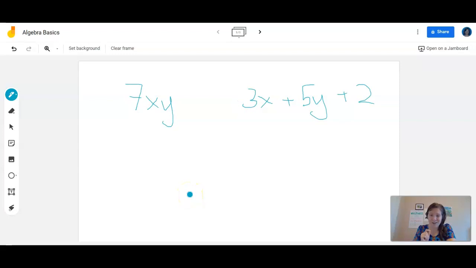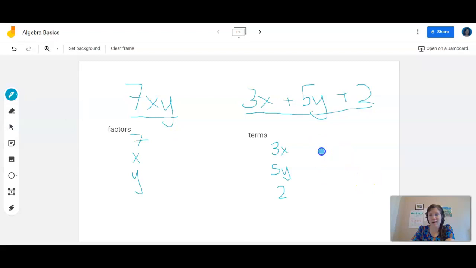A factor is something being multiplied in a product. So for example, the factors in 7xy are 7, x, and y. Terms are being added together in an expression. So the terms in this expression here are 3x, 5y, and 2.